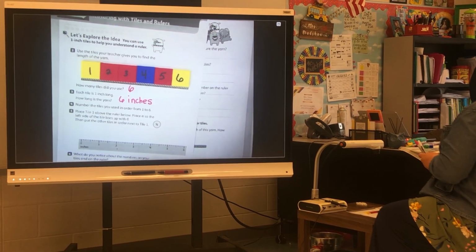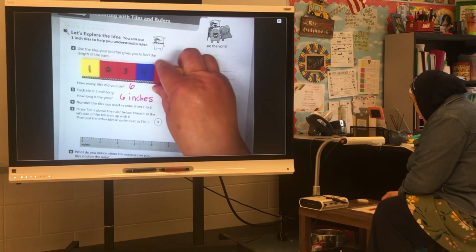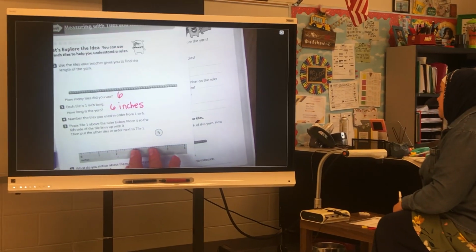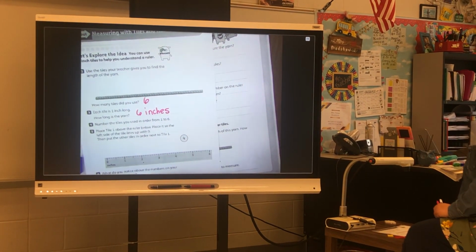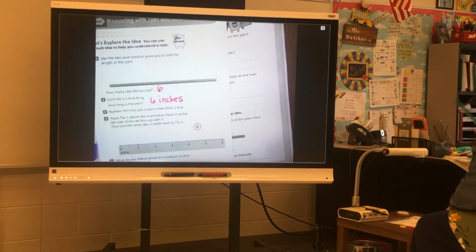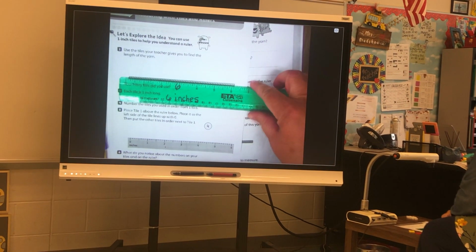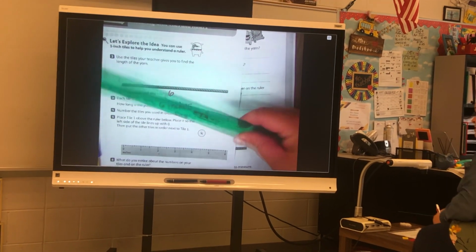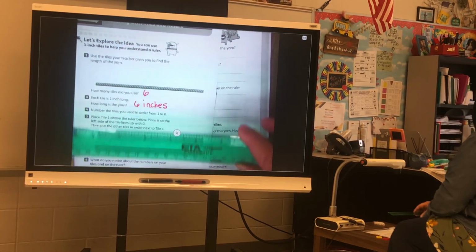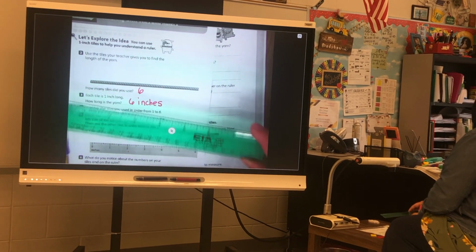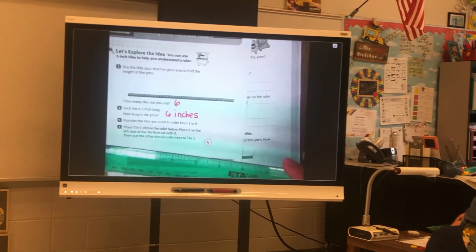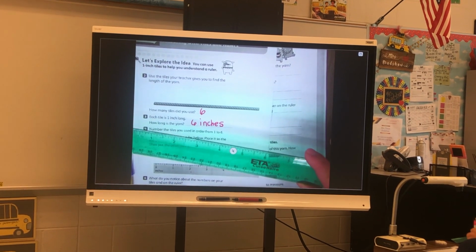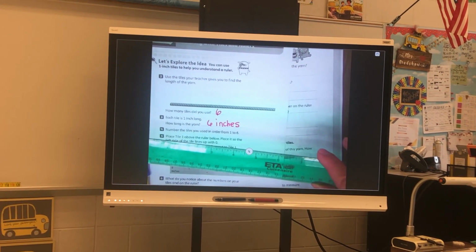Alright, so now we're going to change it a little bit. We're going to go from a non-standard unit of measurement to our standard unit of measurement using our ruler. Because you remember we said that rulers, tape measures, things like that are all standard units of measurement. Okay? So it says use your ruler to measure the yarn. What number on the ruler should you line up with the left end of the yarn?